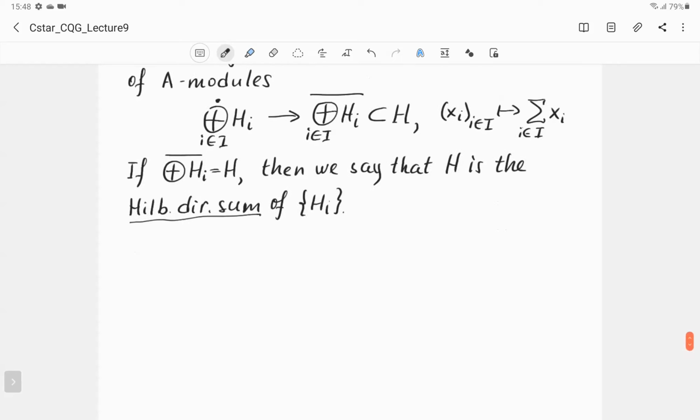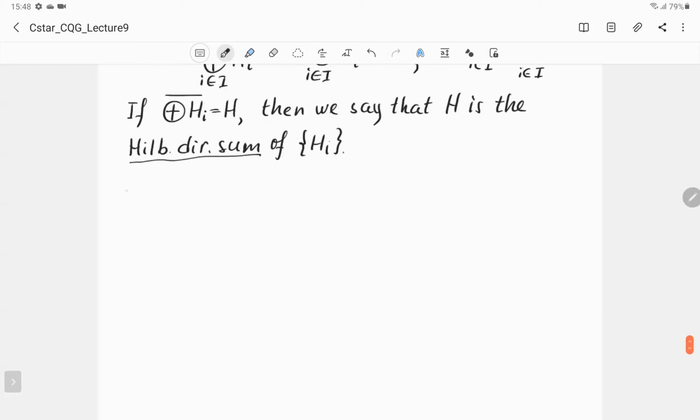Okay, now we have the following result. Proposition. Well, maybe let's better call it a theorem because of its importance. Suppose that A is a C-star algebra and H is a non-degenerate star module over A.